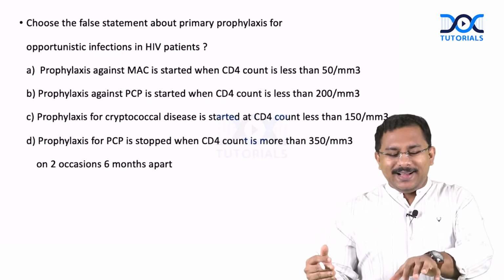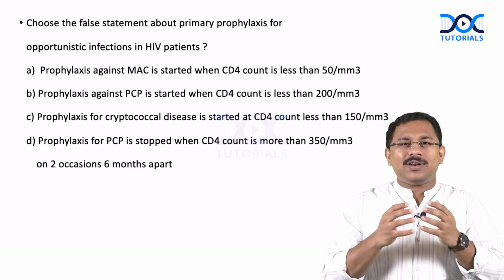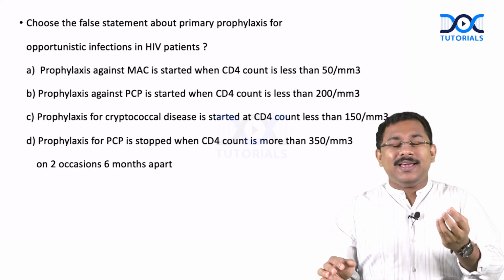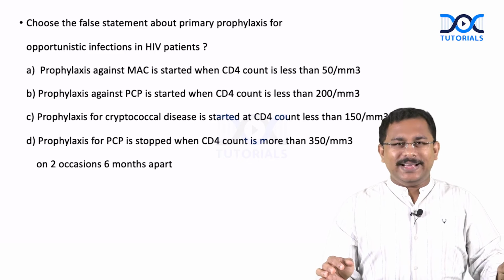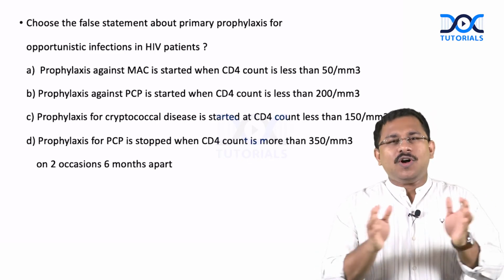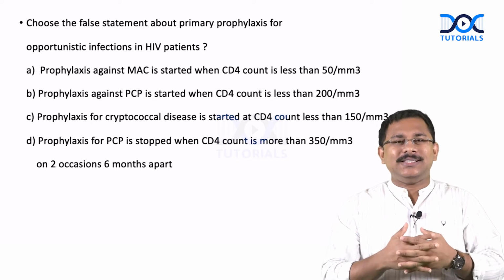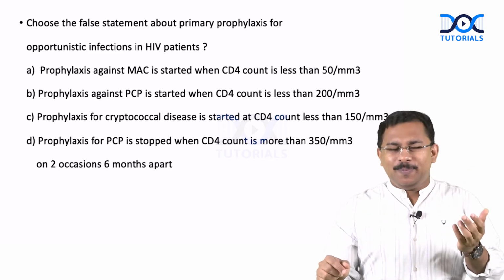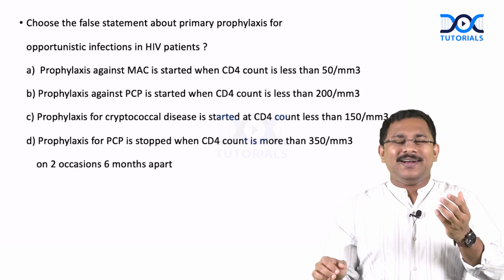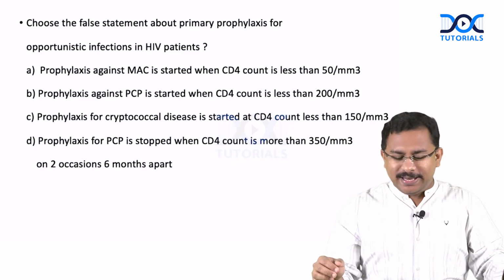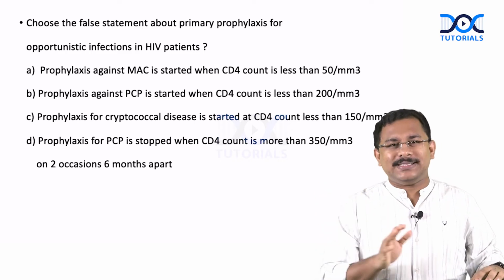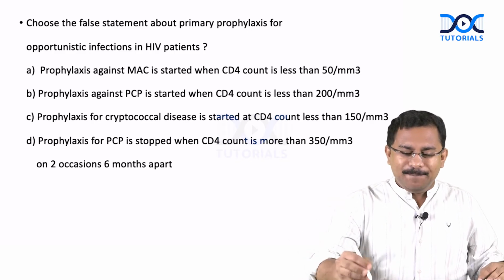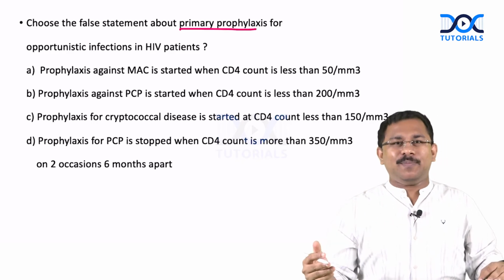Well, let me tell you to begin with that the CD4 T cell count, or the CD4 count, is a very important indicator of the immunologic competence of a patient with HIV infection. And when you talk of opportunistic infections in HIV patients, you can give the patient primary prophylaxis as well as secondary prophylaxis. Primary prophylaxis means the drug is given before the appearance of opportunistic infection, whereas secondary prophylaxis is given after the appearance of the opportunistic infection. That is primary and secondary. So here the question is specifically on the primary prophylaxis.